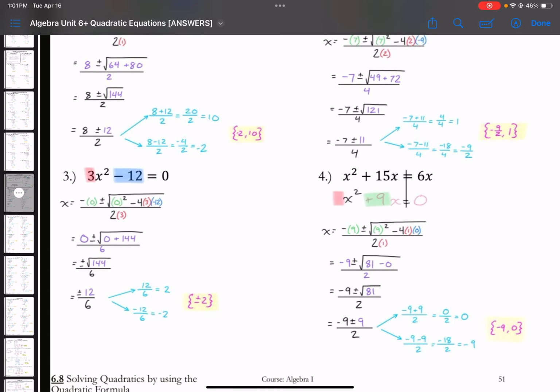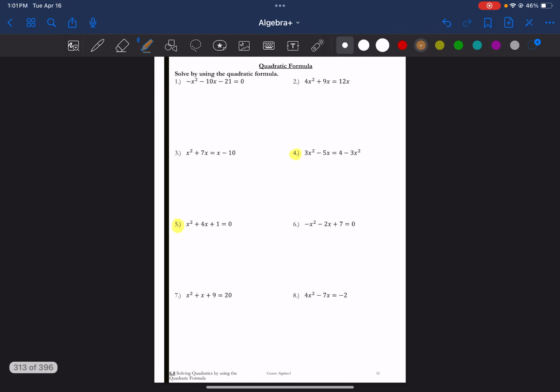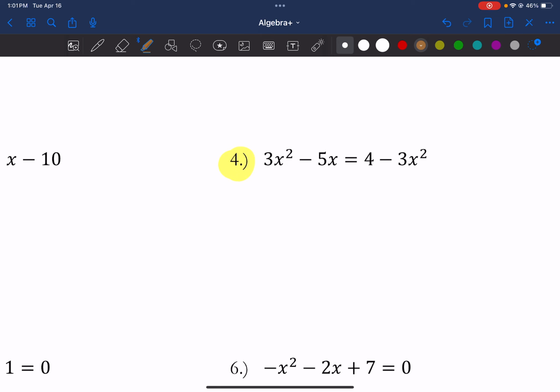Pause the video so you can continue to check your answers. We're going to move on to different types where your answers are not going to be perfect integers, right?